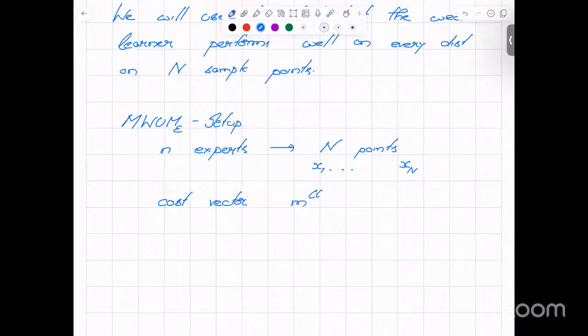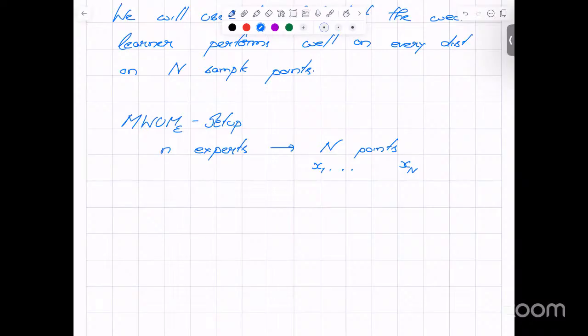MT previously was indexed with I, it was an expert. I'm going to index with a particular x instead. What should the cost vector be? So let's run this algorithm.